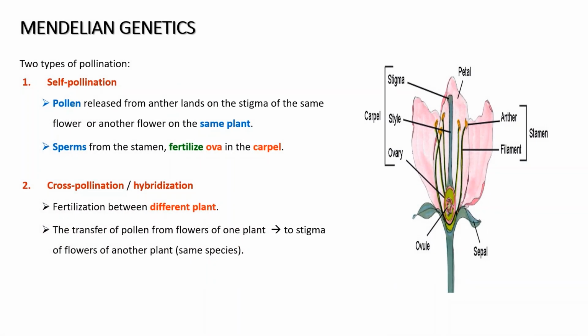Mendelian genetics. There was once an Austrian scientist named Johann Gregor Mendel who discovered the basic principles of heredity through experiments using garden pea plants. He is known as the father of genetics. So before going further into this subtopic, we need to understand a little bit about the pea plant reproductive organs.